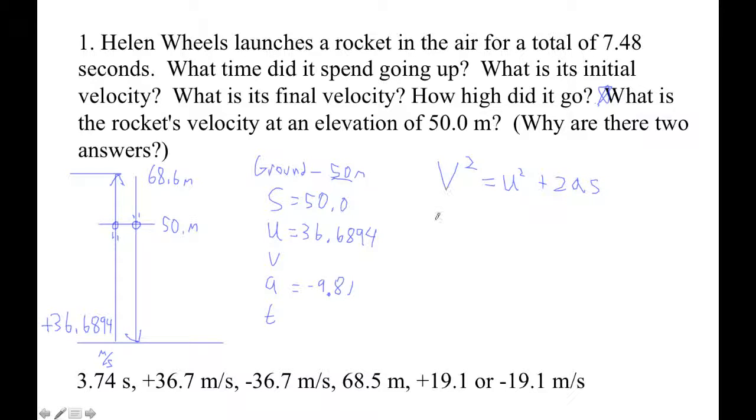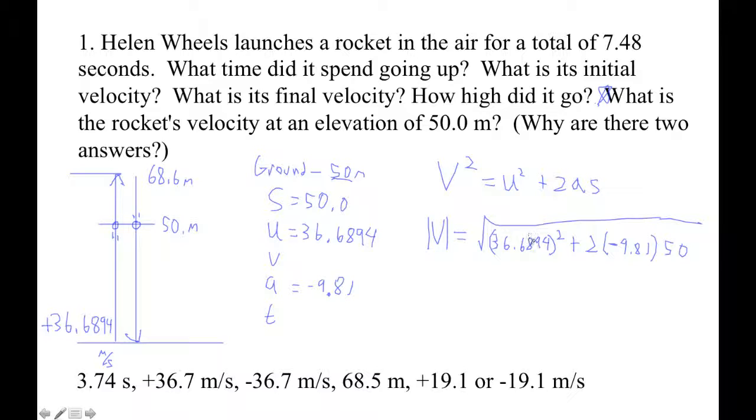Let's just plug in what we know. We're solving for this guy, so the absolute value of V is the square root of 36.6894 squared plus 2 times negative 9.81 times 50. And this will, of course, make it less. We got this squared, and the higher that is, the smaller this whole thing is, right? So let's set that up.